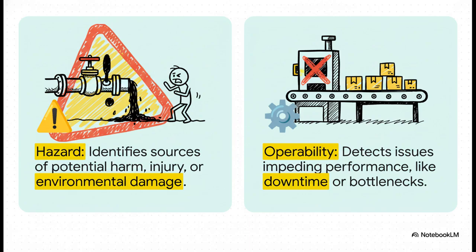And the name itself really tells you everything you need to know. It's built on two pillars. First, you have hazard. That's all about safety, finding anything that could potentially cause harm to people or the environment. But just as important is the other side, operability. This looks for all the things that could hurt production, cause downtime, or create annoying bottlenecks. So it's about being both safe and efficient.